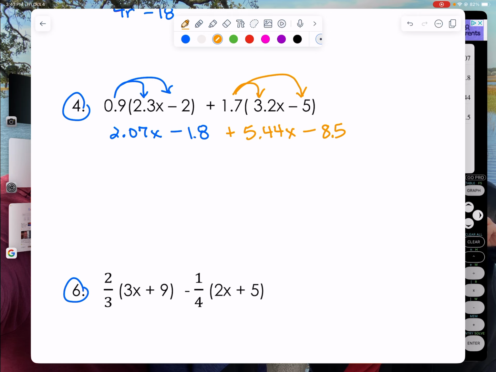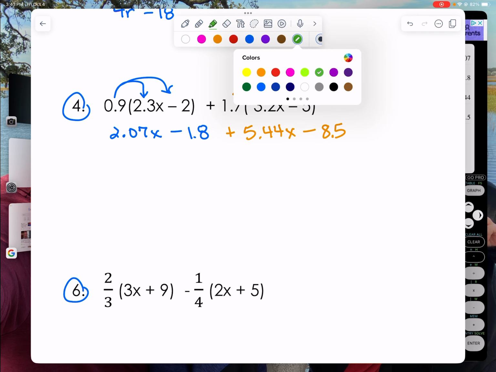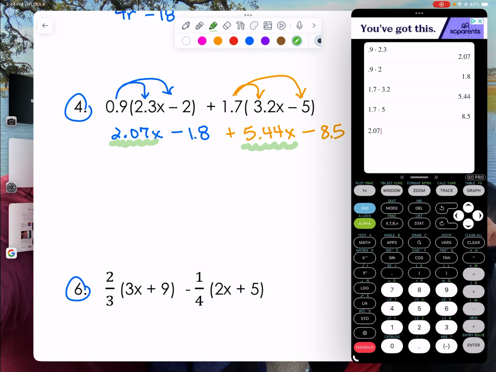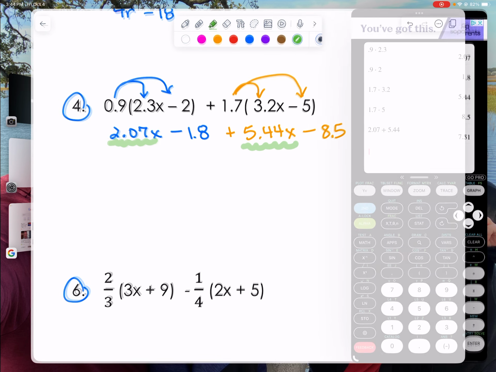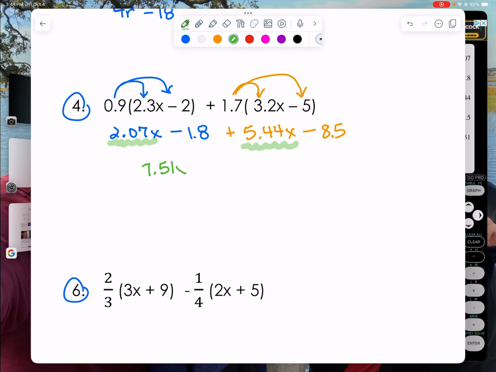And now I just need to simplify those and put them together. So I would do the same thing, just plug in my calculator, my x's. For my x's, let's see what I get. I had 2.07 and I'm going to add 5.44. So I'll plug that in my calculator. I get 7.51, so I'll have 7.51x. And then negative 1.8 minus 8.5.